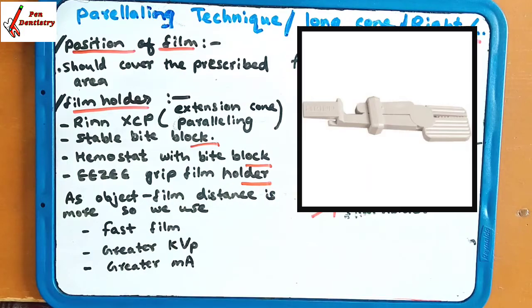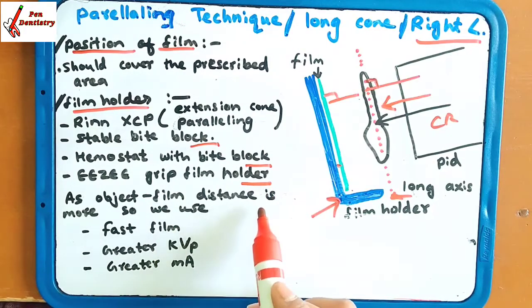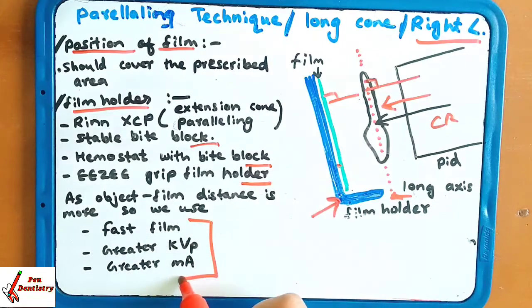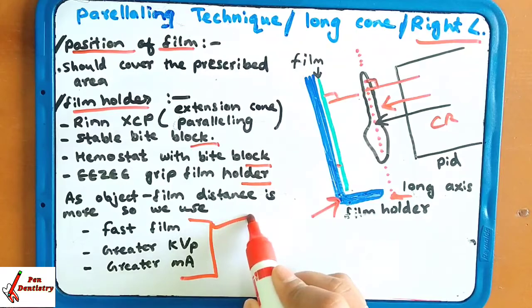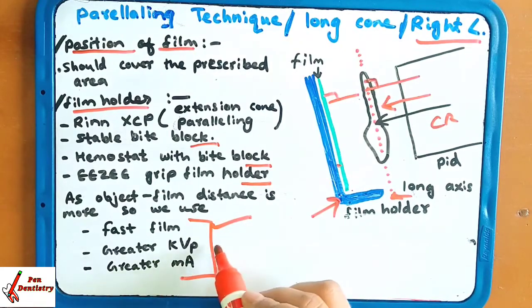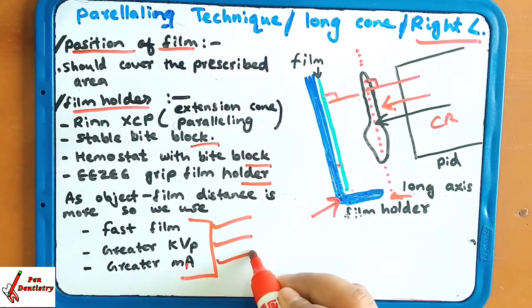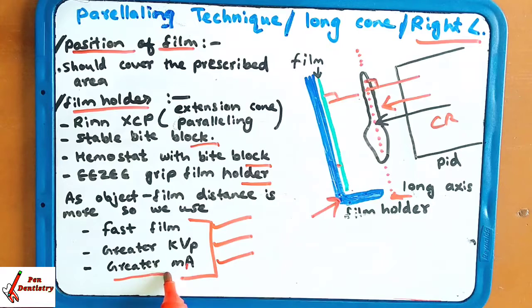As the object and film distance is more, we use a fast film. The film should be a fast film, the kVp, the kilovoltage, should be greater, and the milliampere should also be greater.